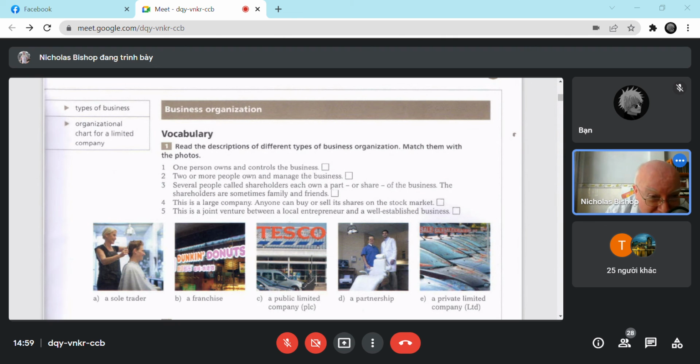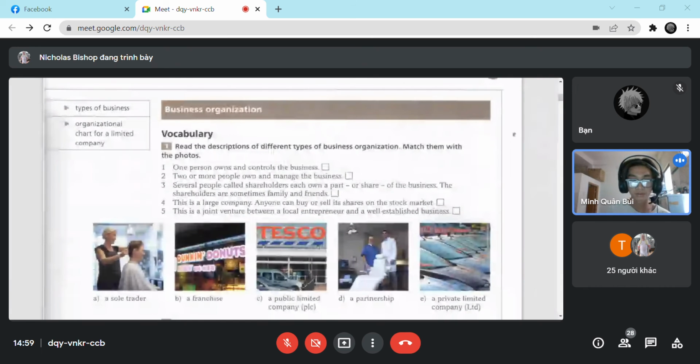Okay, good. Number 4: this is a large company. Anybody can buy and sell the shares on the stock market. Which one is that? I think it's a public limited company, and in the picture this is a British multinational grocery located in the UK, United Kingdom.